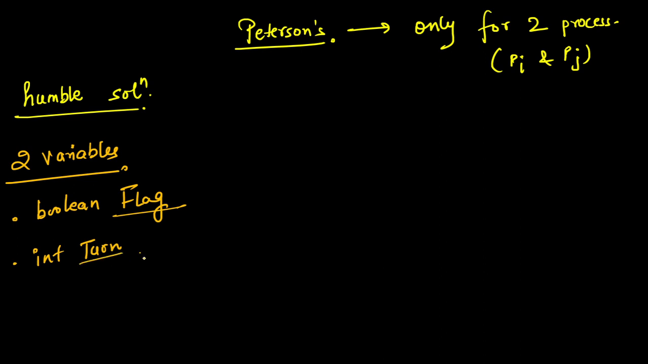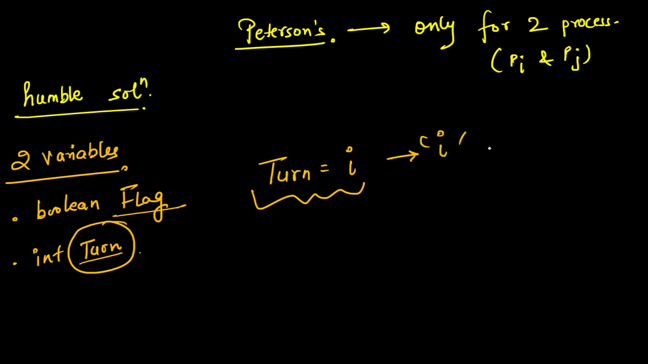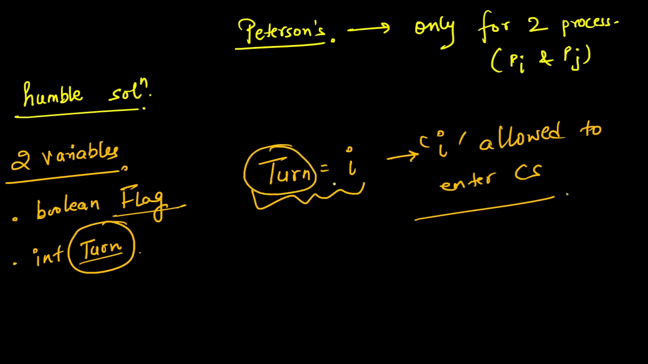Turn will decide which process will enter the critical section. If I'm saying that turn is equal to I, this means that I is allowed to enter into the critical section. You have to remember this key. If turn is equal to J, then it's J's turn, and J is allowed to enter into the critical section.